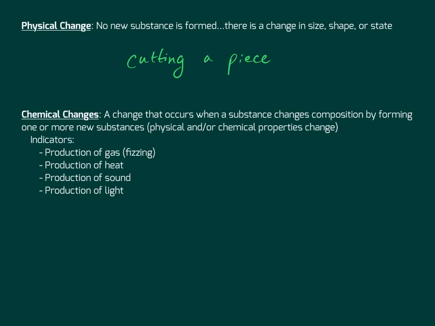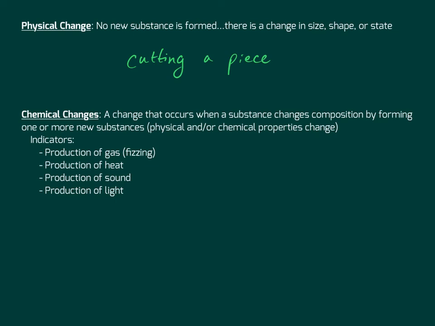Now, how do we tell if a chemical change actually occurs? Well, there's a few different indicators, okay? First, if we combine two or more substances together, if we see a production of gas, we know that a chemical change has probably occurred. If some heat is given off, again, we know a chemical change has occurred. If there's sound that's being produced, again, a chemical change probably occurred. And then if we see light, a chemical change has also probably occurred. So depending on the chemical reaction that's going on there, we could see all of these, we could see one of these, we could see two of these. But if we see one of these indicators, that's a good sign that a chemical change has actually occurred.